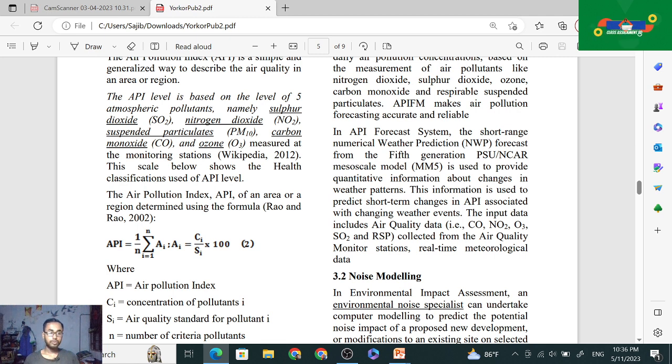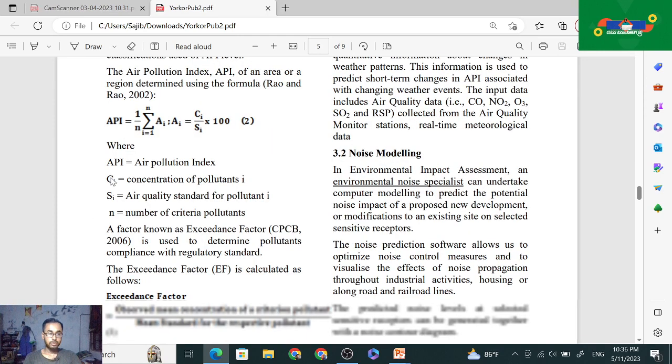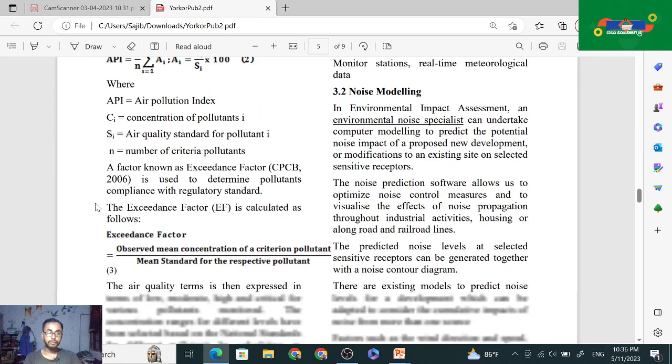2012. The scale below shows the health classifications based on the API level. The air quality index API of an area or region is denoted by this equation, the API equation. Then this is the notation, and the factor known as the exceedance factor.